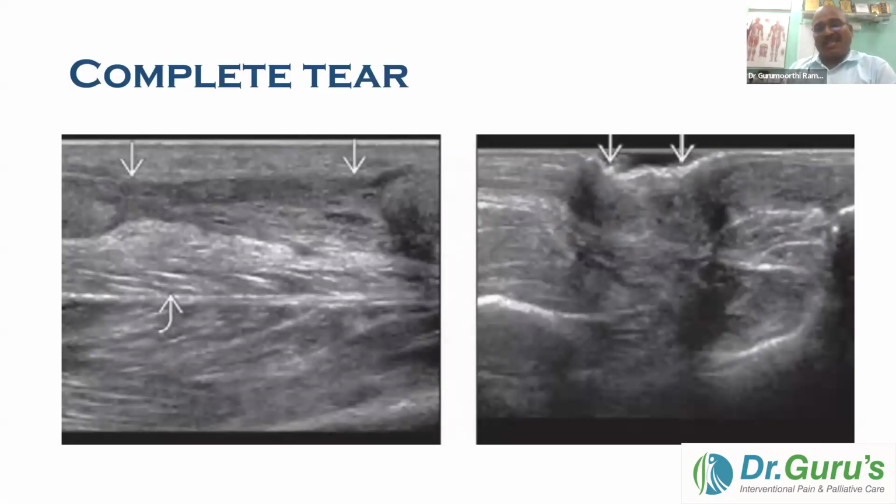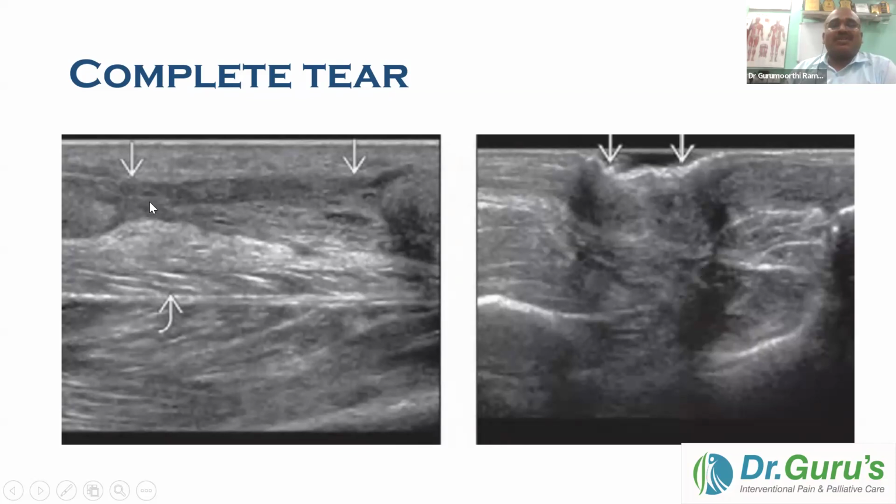Now a complete tear. Most of us may see this in sports injuries, or in patients who do running activities. Looking at the long axis, you can see something like a dimple over here. This will be your proximal tendon and this one your retracted distal tendon. This is your calcaneum, and between them you can see mixed echogenicity. The mixed echogenicity may be because of blood or seroma, or if it has healed, sometimes fibrous tissue also gives an appearance like this.